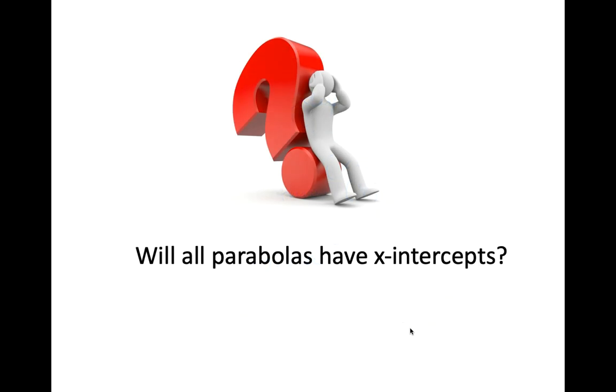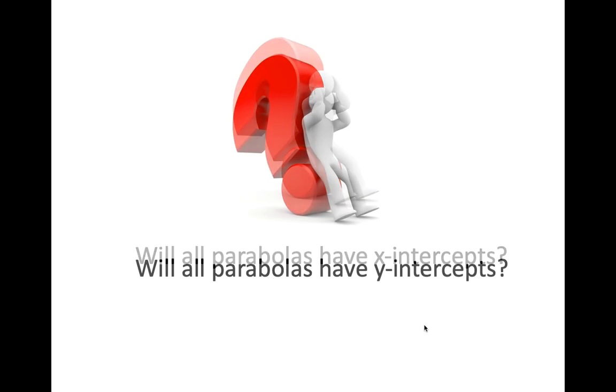So there are a couple of remaining questions that I asked just to make your brain hurt a little bit. If you think about it, will all parabolas have x-intercepts? People stopped and thought about that and realized, you know what, if the vertex is up above the x-axis and the graph opens up, then it'll never cross the x-axis. And similarly, if the vertex is down below the x-axis and it opens down, it's never going to touch it. So no, it's not always going to have x-intercepts.